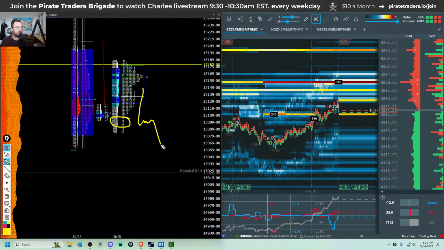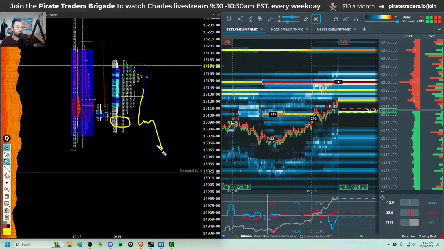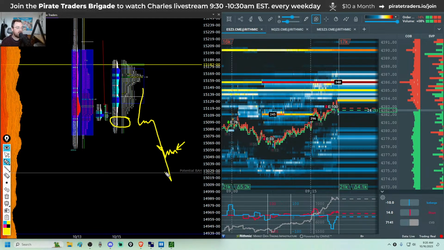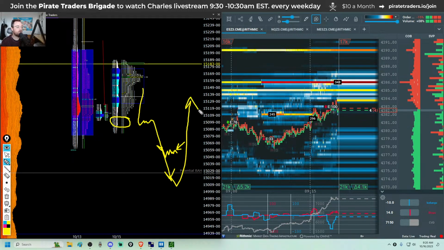If so, can they test Friday's low at 15,060? If so, do they get new selling there? Do they turn that into resistance? If so, can they test, we'll just call it 1,500, right? If so, do we get a bounce there or not?